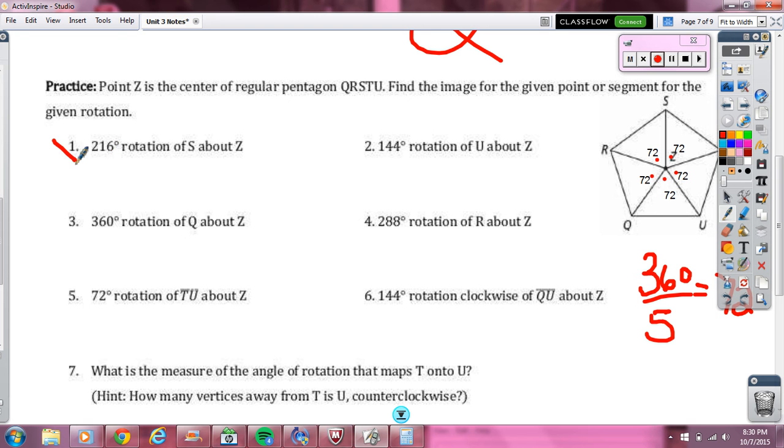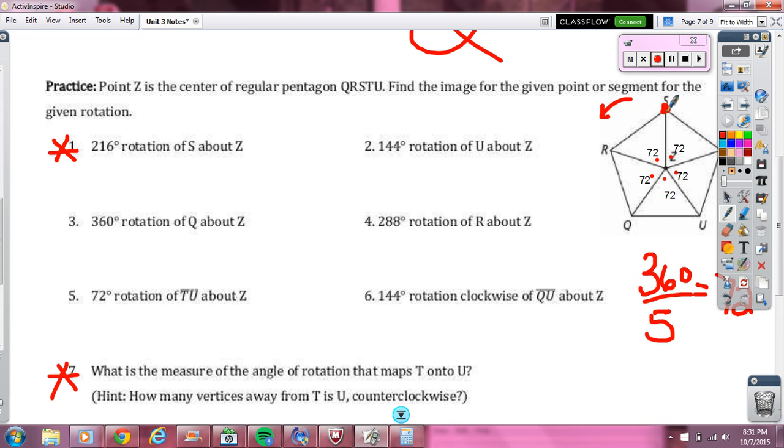Let's look at number 1 and number 7 together as part of our flipped notes, and then the rest we'll do in class. In number 1, I want to do a 216 degree rotation of S about point Z, my point in the middle. My starting point is S, and I want to rotate that 216 degrees counterclockwise. You might wonder how to figure this out. Remember that we're going to be counting by increments of 72.